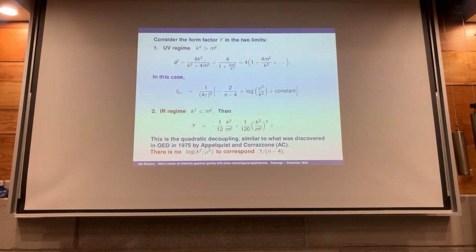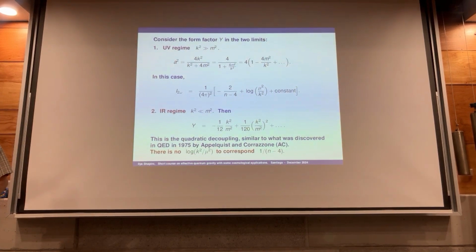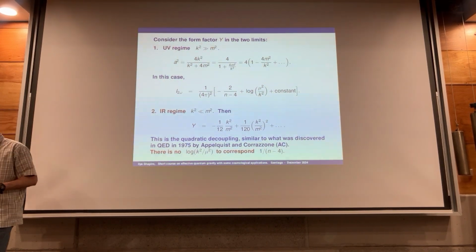The connection is lost because the logarithmic part, which was like a friend of divergence, died. We don't have it anymore. So what we have is quadratic decoupling. So divergence does not inform us about what's going on here. Question? No. Okay.